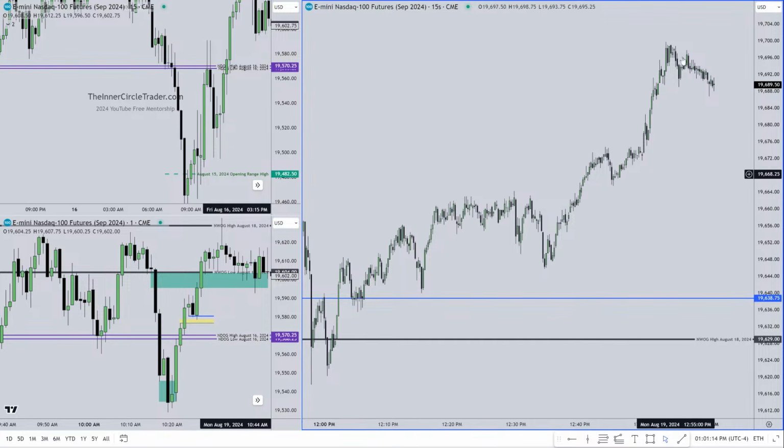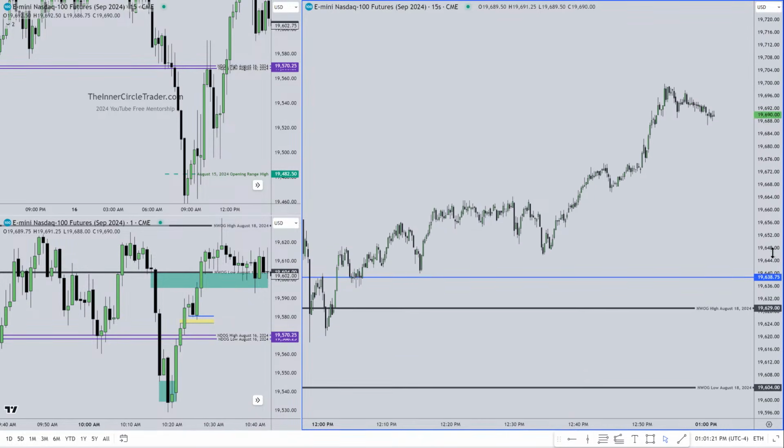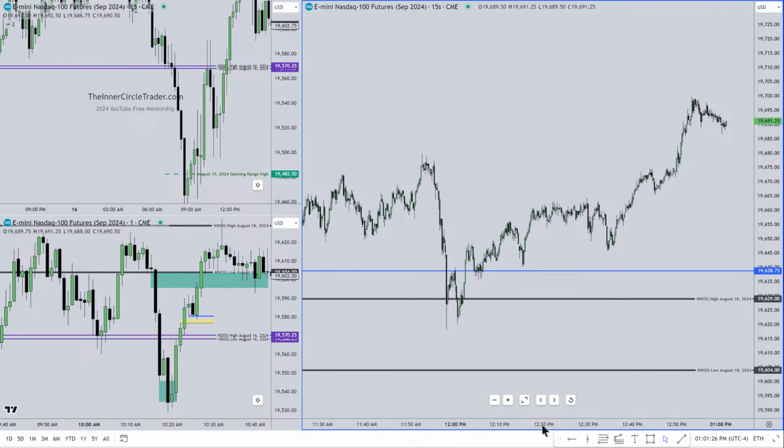Look at the reaction off of that and where we're at here. I mean, if you don't extend the new week opening gaps on your chart and keep them on there for a few weeks, you're trading blind. You have no idea why the market's doing what it's doing.